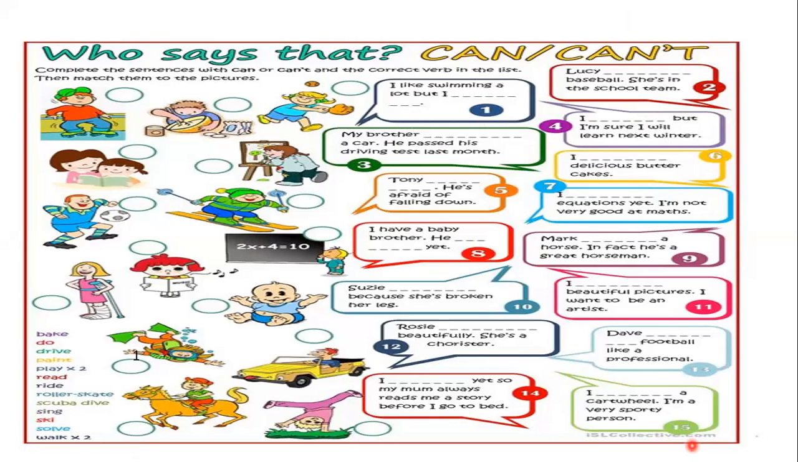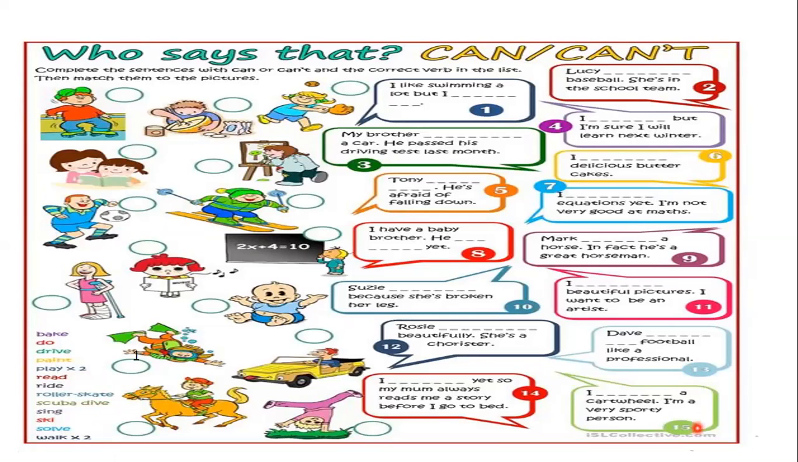So if you see here on the left side, you have some verbs, right? I have here bake, do, drive, paint, play, twice. We are going to use it twice. Read, write, roller skate, scuba dive, sing, ski, solve, and walk twice. I have 15 questions and I would like you to help me use the right form of can or can't in the exercises.